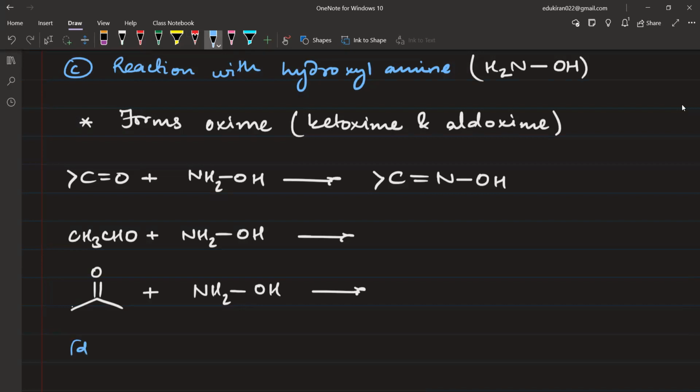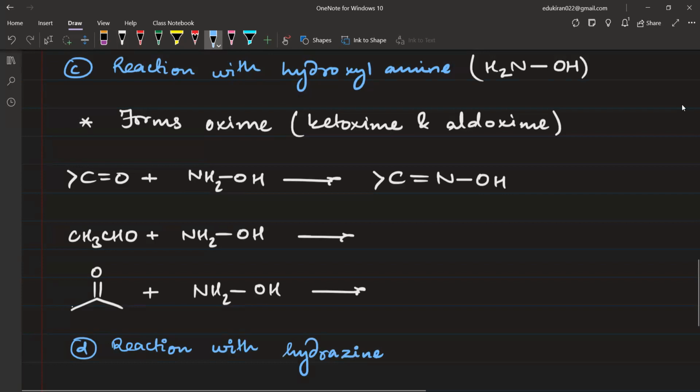After this, we'll see the D part. Reaction with hydrazine. The formula for hydrazine is something like this: NH2, NH2.